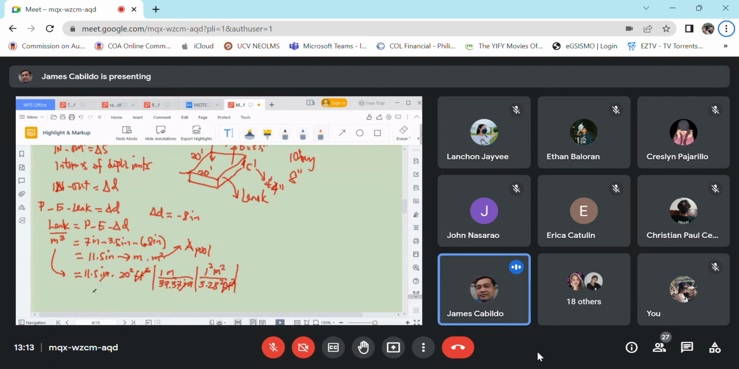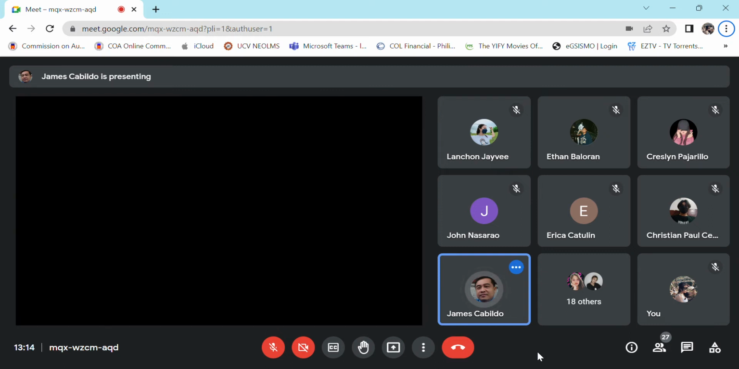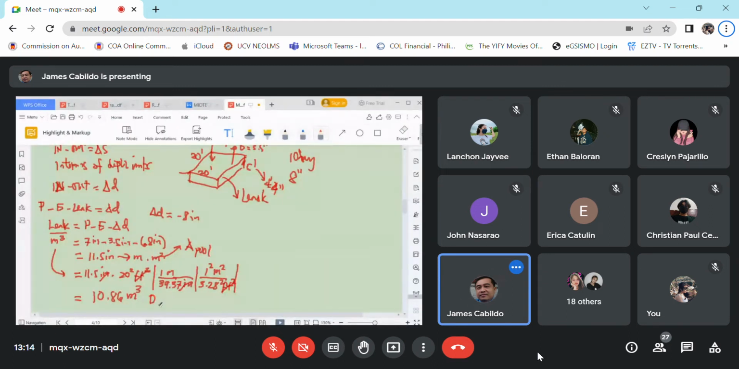So, cubic meters. So, the answer in here is 11.5 times 20 is 20 squared, or that is 400. 11.5 times 400. Okay. Divided by 39.37 divided by 3.28 squared. So the answer in here, class, is 10.86. Tama? Yan ang lumabas. So the answer is letter D.